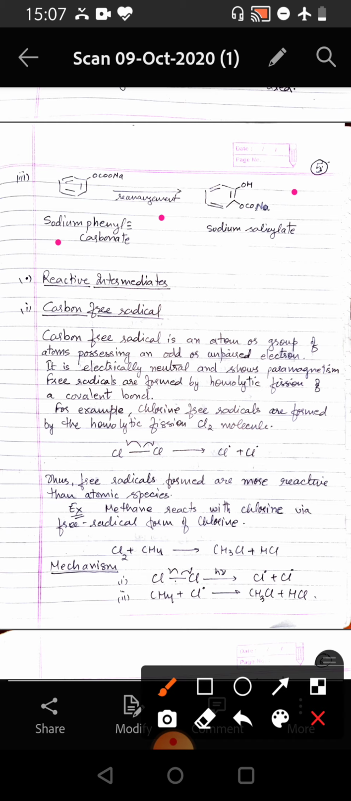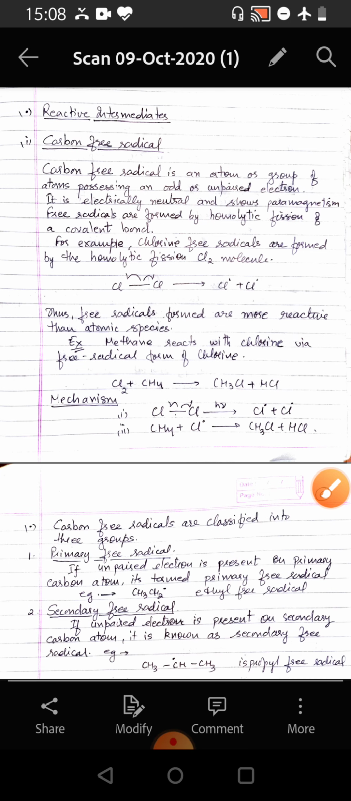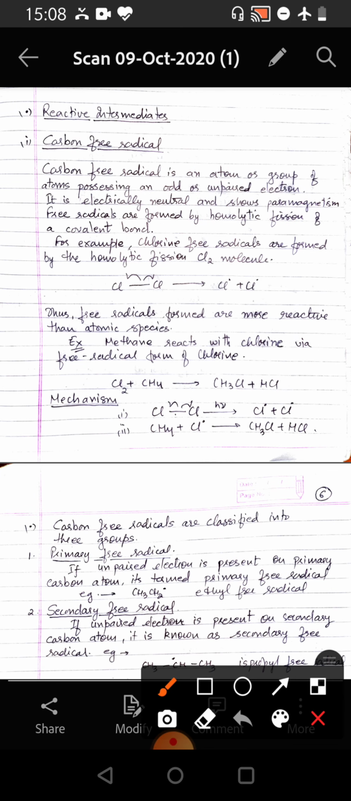Next we come to the topic of reactive intermediates. In this video we will study carbon free radical. Carbon free radical is an atom or group of atoms possessing an odd or unpaired electron. It is electrically neutral and shows paramagnetism. Free radicals are formed by homolytic fission of a covalent bond. For example, chlorine free radicals are formed by the homolytic fission of chlorine. In this chlorine, the bond between these two chlorine atoms undergoes homolytic fission and gives two chlorine radicals.